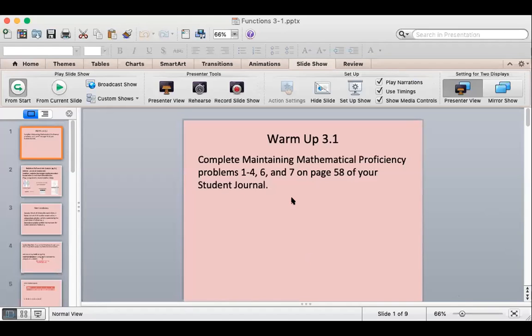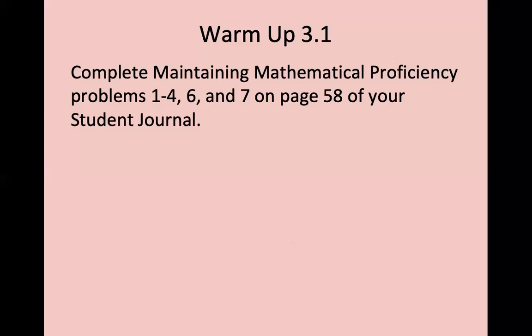All right, so first thing it says to do is turn to page 58 in your journal and to complete maintaining mathematical proficiency problems 1 to 4, 6 and 7 on page 58. So go ahead and pause the video, try those problems, and then check back. Okay, welcome back. So you should have hopefully graphed those points.